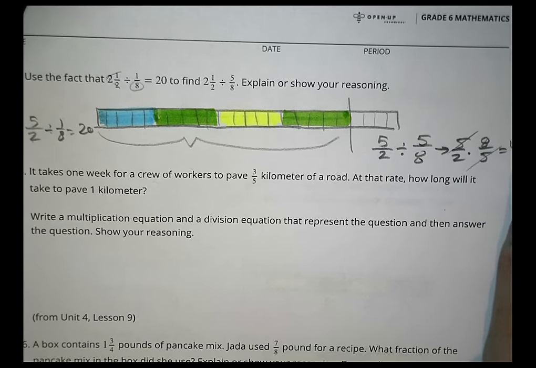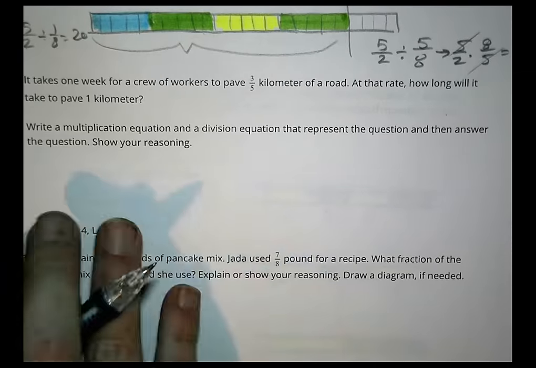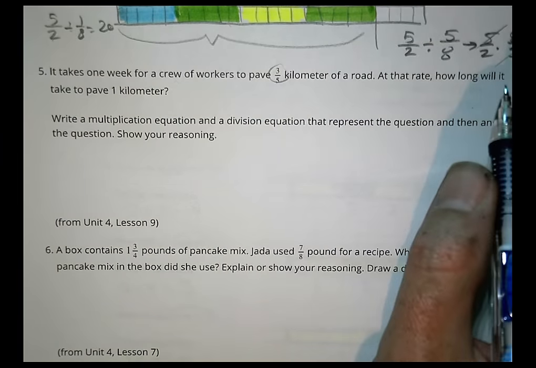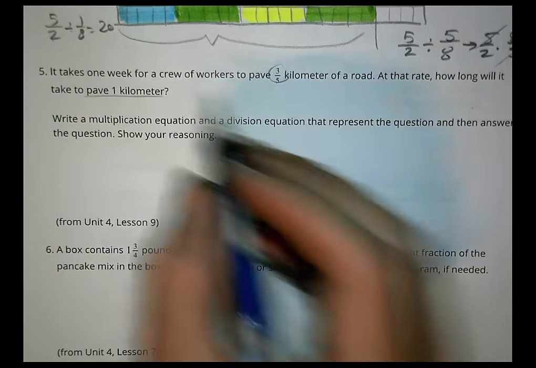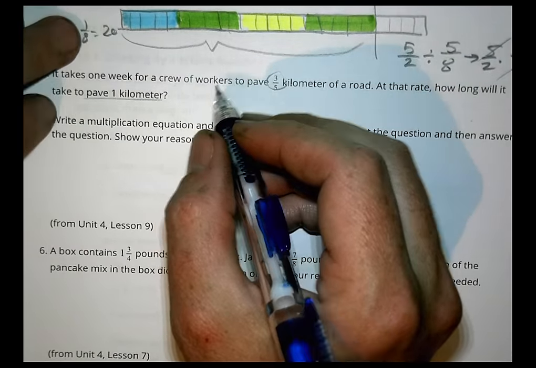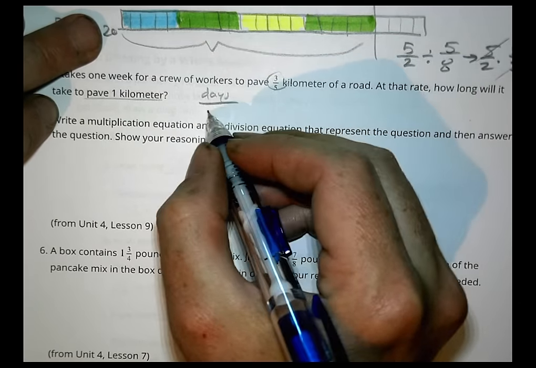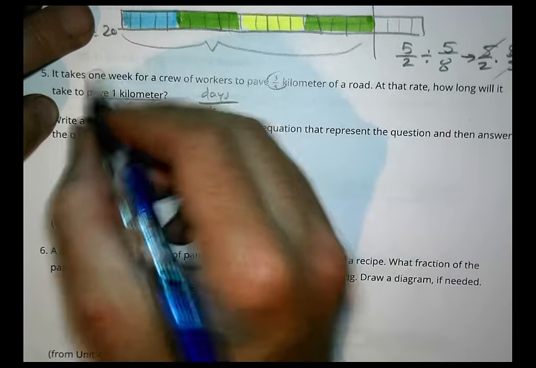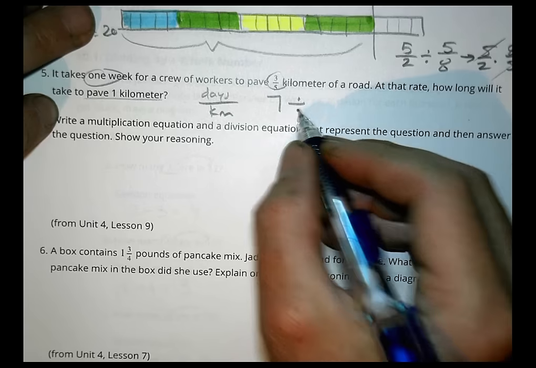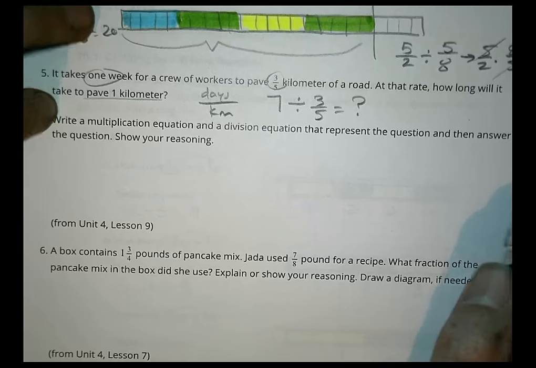4. Okay? Number 5. It takes 1 week for a crew of workers to pave 3/5 kilometers of a road. At that rate, how long will it take to pave 1 kilometer? So we're looking for days for 1 kilometer. Right now, it took 1 week. It took 7 days, and they got 3/5 of a kilometer. That's what we know so far.